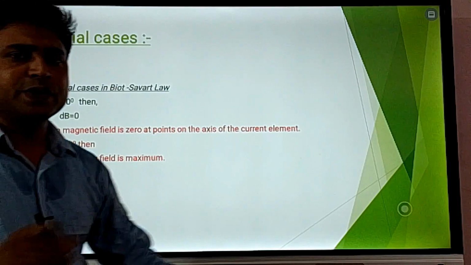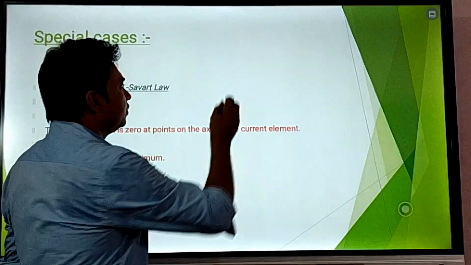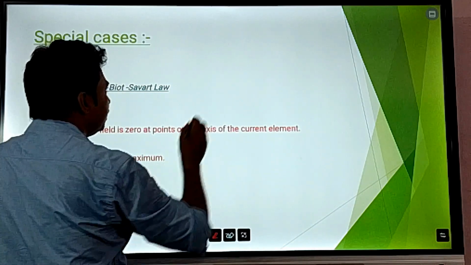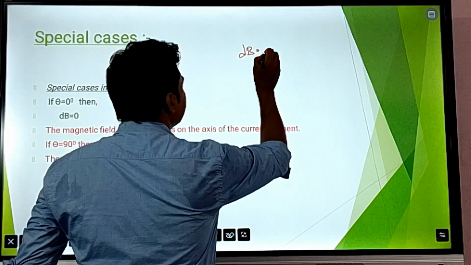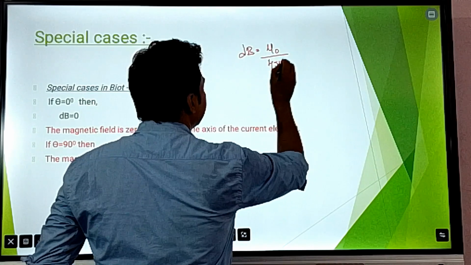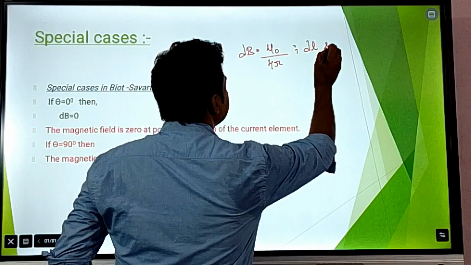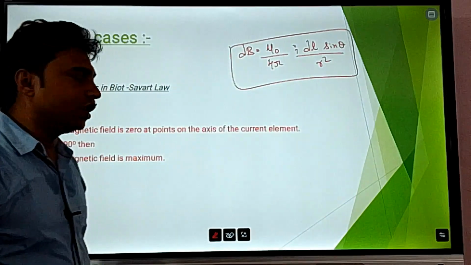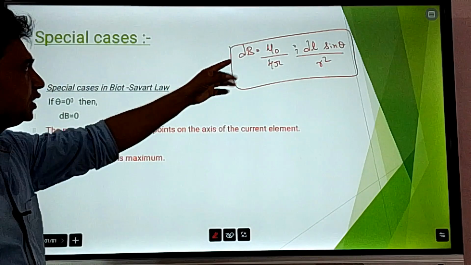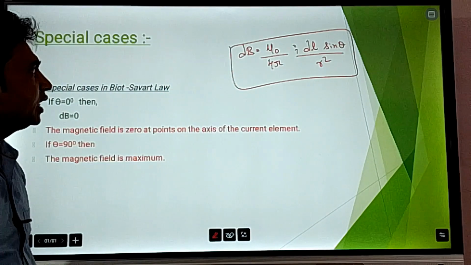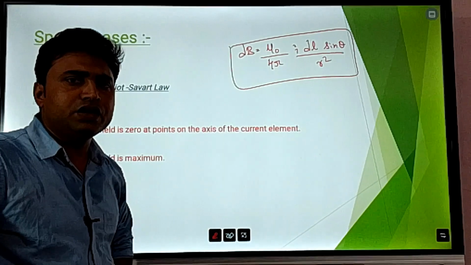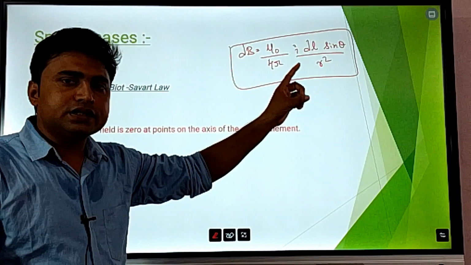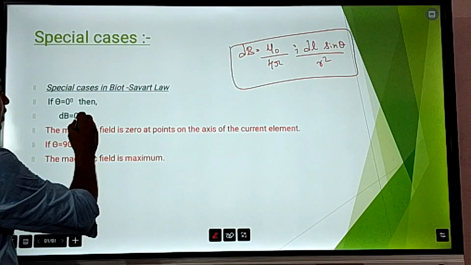So let us study some special cases. We have seen the Biot-Savart formula, that is dB equals mu naught by 4 pi, I dl sin theta by r square. This is our Biot-Savart law. If the value of theta is 0 degrees, what will be the value of sin theta? Sin 0 degrees is 0, so the whole expression comes out to be 0. So if theta is 0, the magnetic field will be 0.